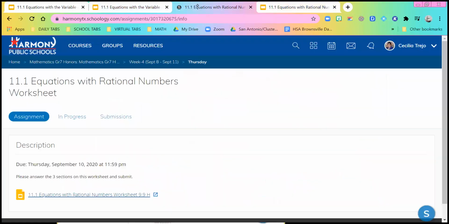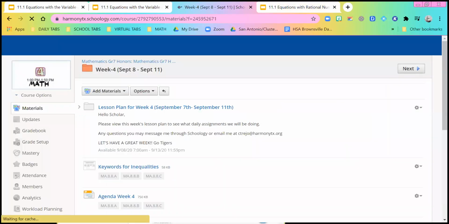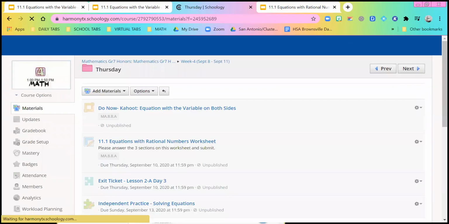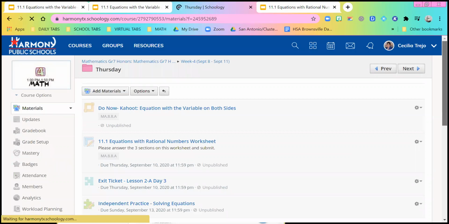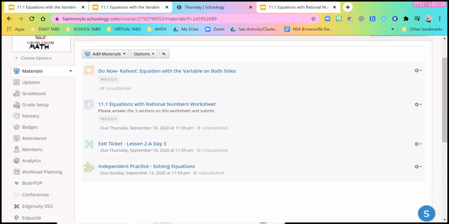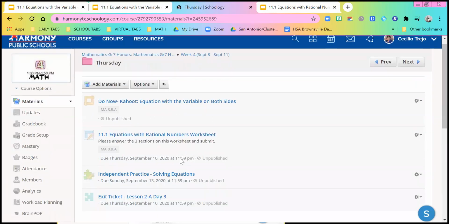All right, so if we go back into Zoom, into our folder for Schoology, I went too far, sorry guys. Here's our Thursday folder. And then we have our independent practice, which I should probably move. And then, of course, we end the day with our exit ticket. So that's all we're doing today.